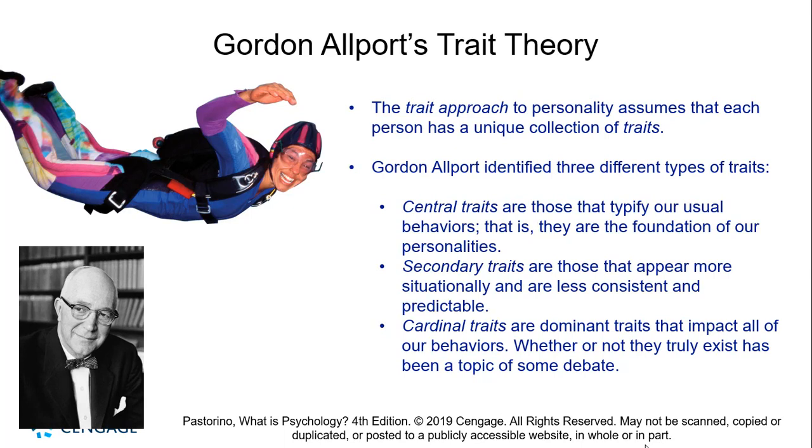Allport also suggested that people have cardinal traits. Cardinal traits were like central traits, except they never went away. You always had it. And the truth is that we now understand that there's no such thing as cardinal traits, not if you have a healthy personality. Some people do seem to have something akin or similar to a cardinal trait, but these people probably have a personality disorder. An example would be someone who is histrionic, right? Or who has histrionic personality disorder.